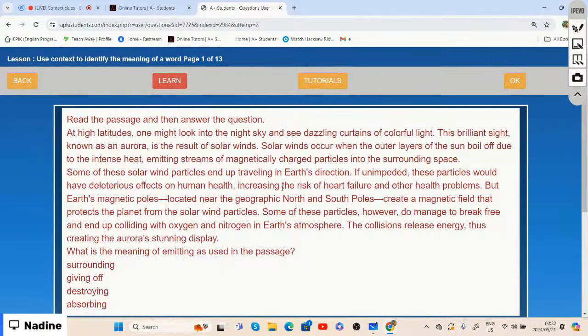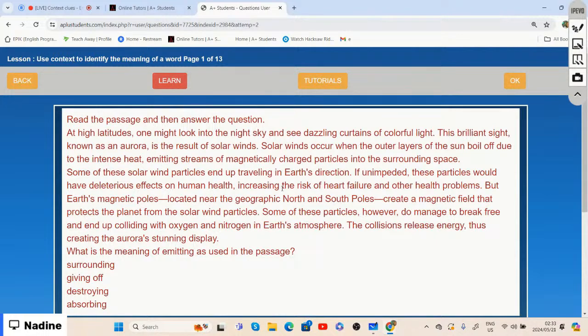So, at high latitudes, one might look into the night sky and see dazzling curtains of colorful light. This bright sight, known as an aurora, is the result of solar winds. Solar winds occur when the outer layers of the sun boil off due to the intense heat, emitting streams of magnetically discharged particles into the surrounding space. Some of these solar wind particles end up traveling in Earth's direction.